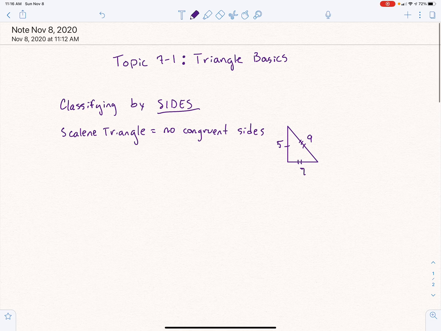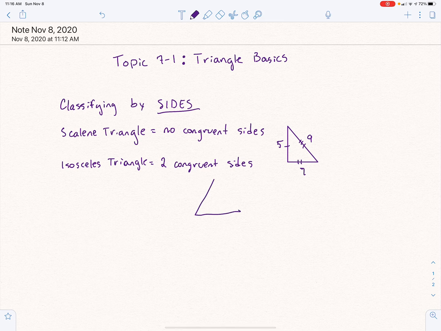The next triangle would be an isosceles triangle. An isosceles triangle has two congruent sides. So, for example, what an isosceles triangle would look like is something like this, where if I just use the triangle markings, it would look like this.